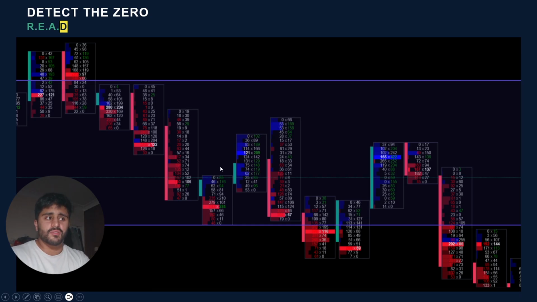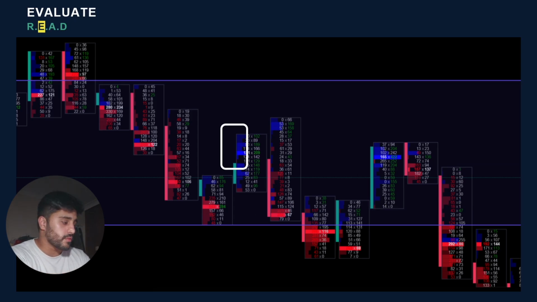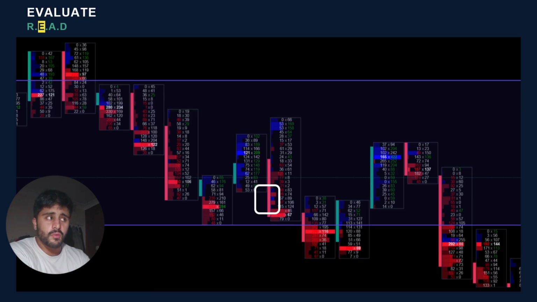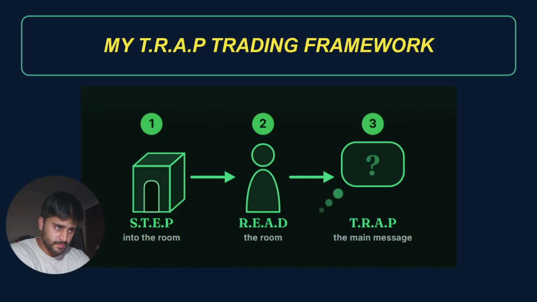Now we see a zero here, here, here, here, here, here. We see a lot of zeros at the top. What this represents is a finished auction, and I'm going to explain later on in the video why that's significant. But this is all you want to look for when it comes to order flow, or specifically footprint charts. You want to recognize, evaluate, assess, and detect. That's all you have to do with footprint charts.